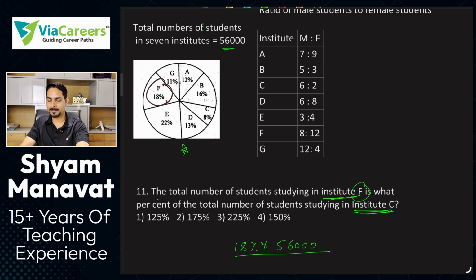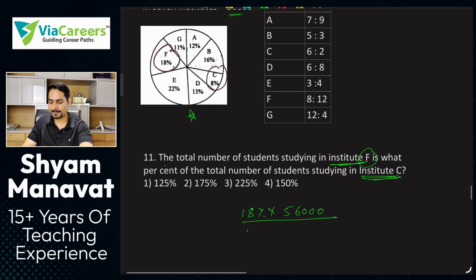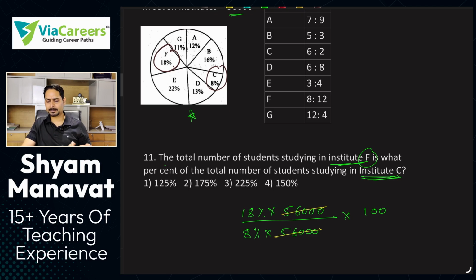So Institute C, that is 8%. That is what? 8% of 56,000 into 100. All right. Simplify करो. देखो ये 56,000 को लेके कुछ sense बना नहीं यहाँ पे. हाँ. So when you do more practice with percentage, you will understand. So if you are thorough with percentage, तो आप ये बड़े obvious तरीके से बोलोगे कि sir, we don't need to write 56,000 again here, right? Okay, now we got to simplify.